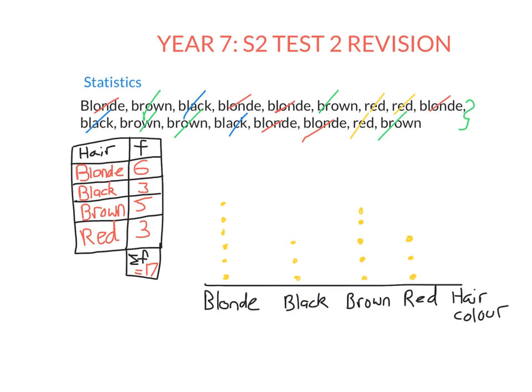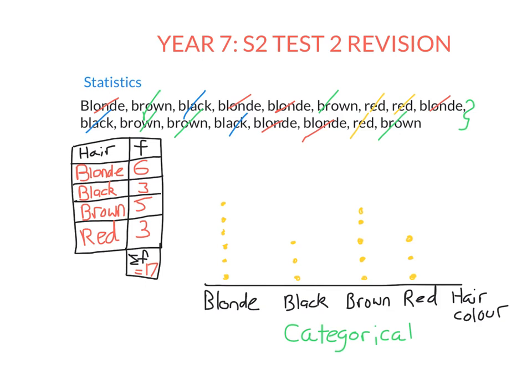So this data here is called categorical data because we've arranged the data into categories: blonde, black, brown, and red. So we can't calculate the mean, median, mode, or anything like that because it's not numerical data.